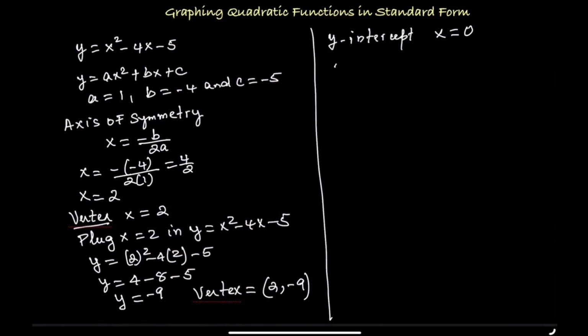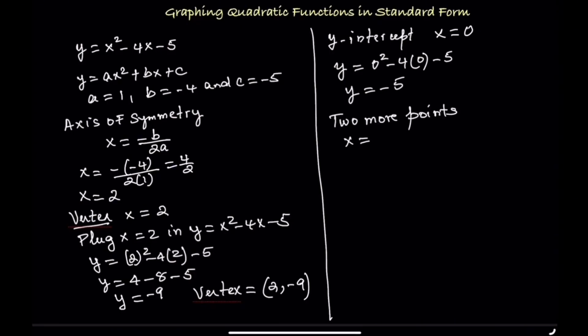Step 3, y-intercept. To find the y-intercept, let x equal 0. Then y equals 0 squared minus 4 times 0 minus 5. That simplifies to y equals negative 5, so the y-intercept is at 0, negative 5. That's where the graph crosses the y-axis. Now let's find two more points close to the axis of symmetry. We'll start by letting x equal 1 and x equals 0. For x equals 0, we already found the y-intercept at 0, negative 5.